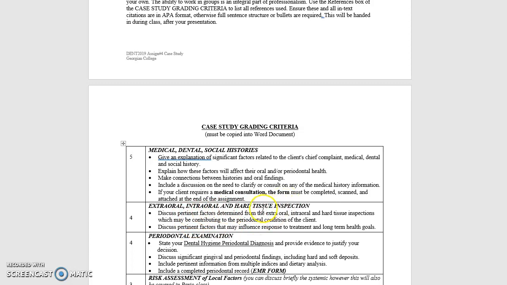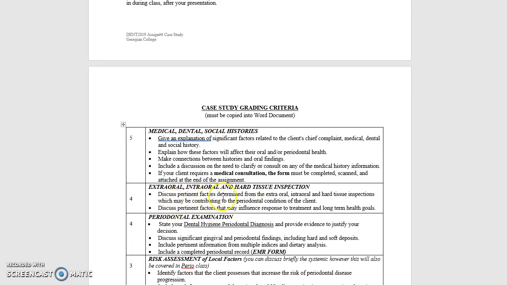EOIO and dental inspection, so discussing what's important that you found for that. Again, you can definitely chart it, but I'm not necessarily marking the charting. It's more about the discussion. Some students do like to chart it, they like to have the visual, and it can be helpful in your presentation as well. Periodontal examination, you are going to include an EMR form with the charting for your perio.